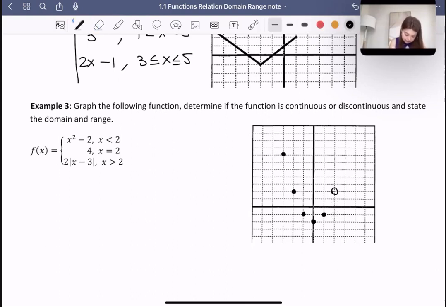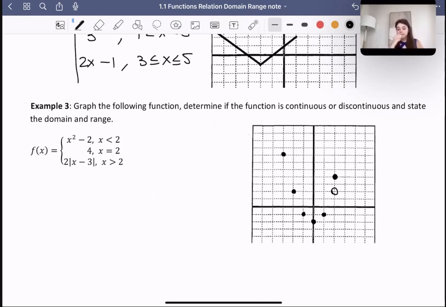Then it says f of x is equal to 4 when x is 2. So therefore, we have a point here, okay, because it says f of x is 4 when x is equal to 2. So we draw this point for our second piece, which, right, is off track from our quadratic, but that is okay because this is a piecewise function that's combining multiple functions, and the quadratic is just one of those. And then when x is greater than 2, the function is 2 times the absolute value of x minus 3.